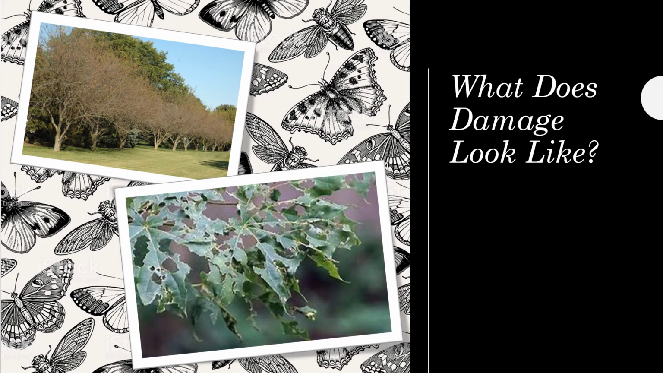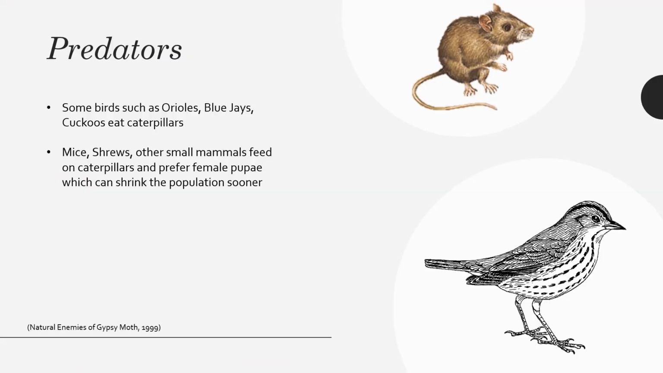Here we can see what the process of defoliation looks like. On the bottom photo, you can see how single leaves are eaten by hundreds of caterpillars. And on the top photo, you can see how eventually the trees end up with little to no leaves and are practically bare.